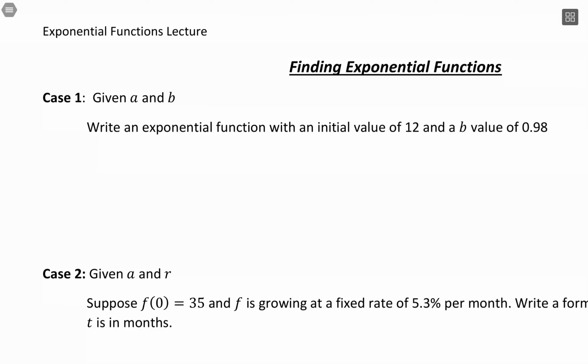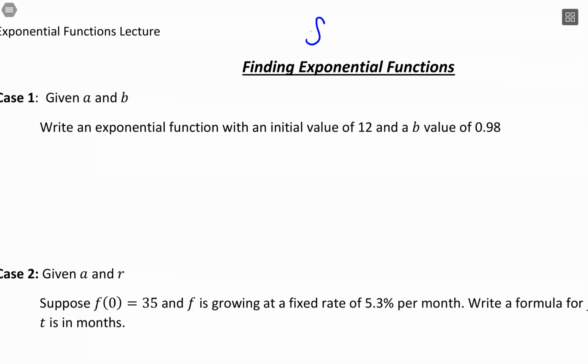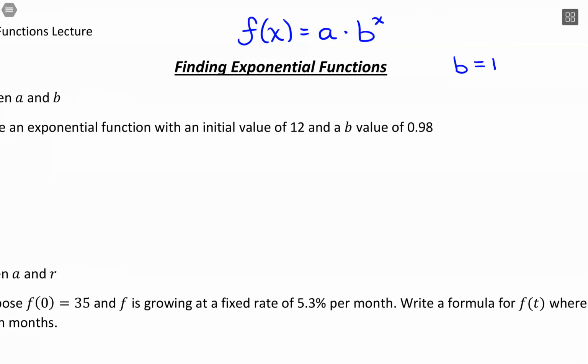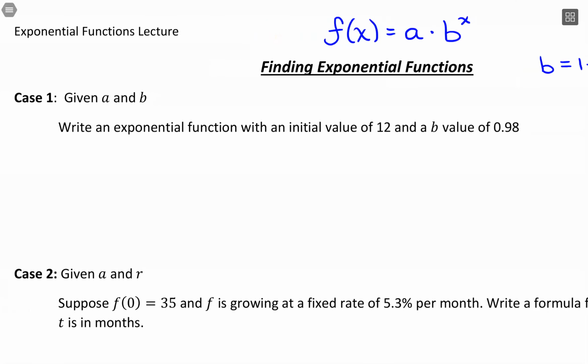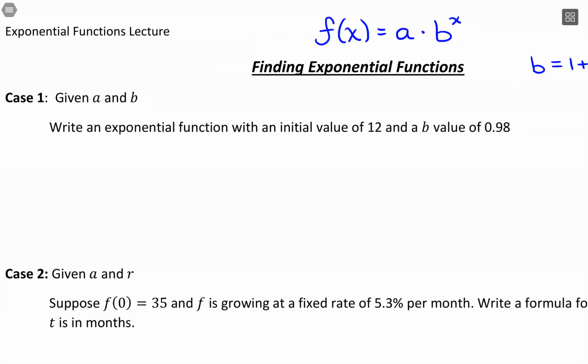So when I'm talking about these letters, in the context that our exponential function is a times b to the x, where b is made up of 1 plus r, where r is typically a percentage growth or decay. So when it says given a and b, the idea is that they're just giving us the initial value and the growth rate. So write an exponential function with an initial value of 12, so that's giving us a, and a b value of 0.98.